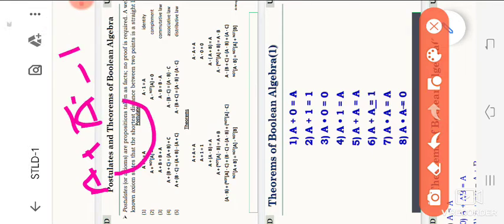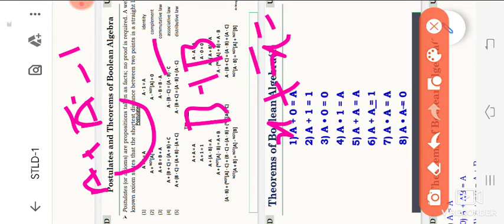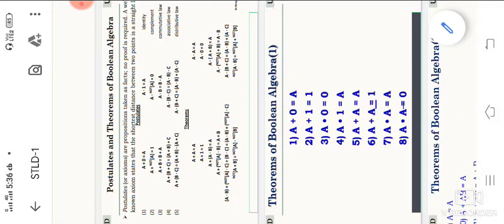Letter plus its complement. Whatever the letter is there, like X or C, B, whatever the letter is there, its complement equal to 1. So B plus B bar also 1. X plus X bar also 1. Whatever the letter and its complement, equal to 1. That is the identity. Once again, another formula is A into 1 equal to A.